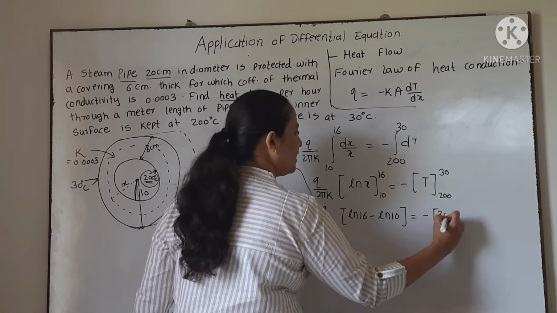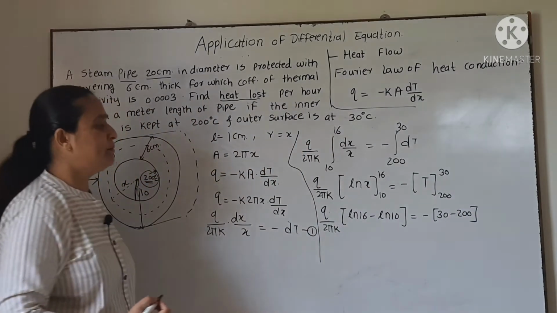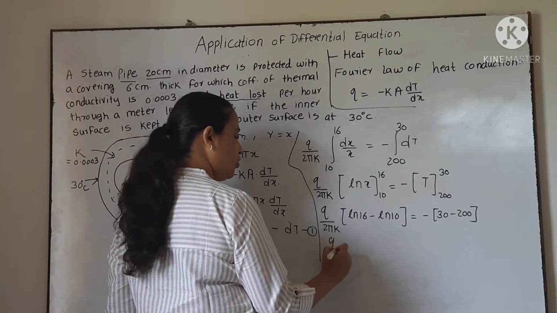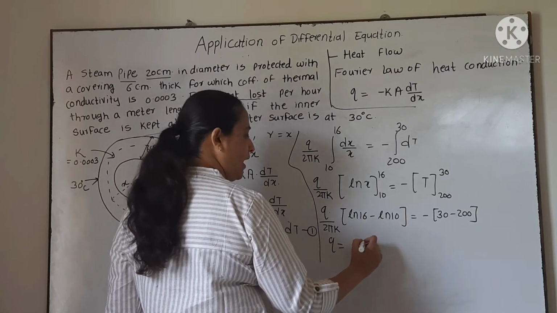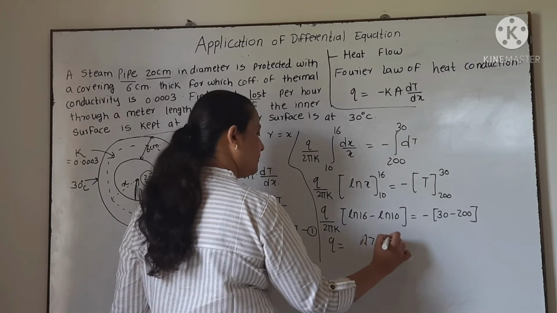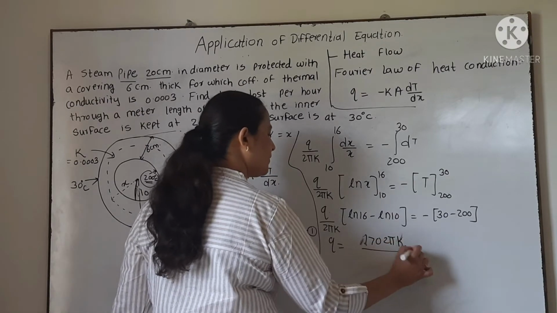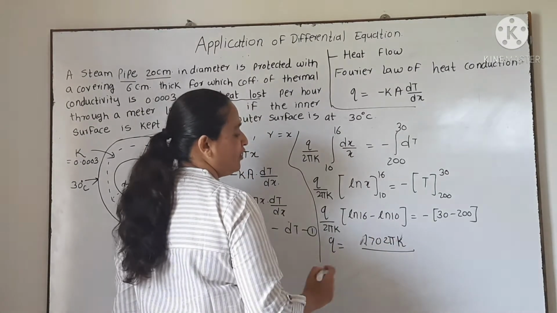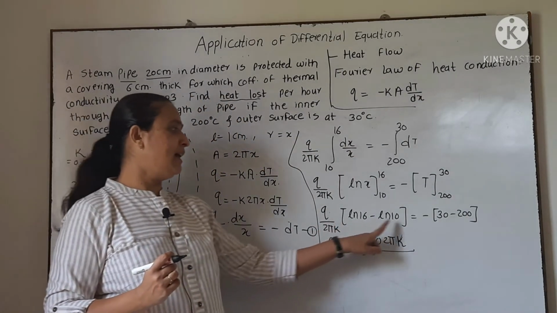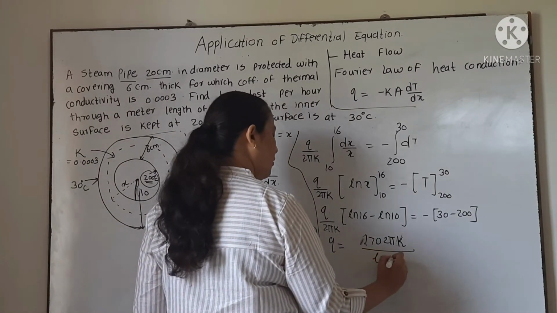minus in bracket 30 minus 200. So 30 minus 200 is minus 170 and minus minus will become plus. So it is Q is equal to 170 times 2 pi K upon ln 16 minus ln 10. If we use rules of logarithm, it is ln of 16 by 10. 16 by 10 is 1.6. So this is ln of 1.6.